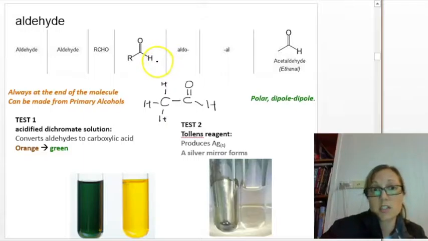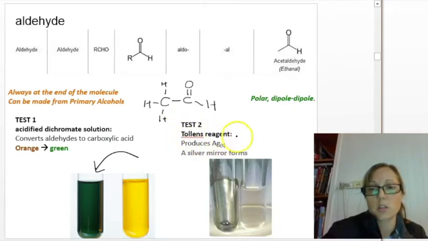So we can test if we have an aldehyde in two ways. The first test we can do is the acidified dichromate test. Because of this hydrogen or the terminal hydrogen, if we have an aldehyde, we can get a positive test, so from the orange to the green. We can also test it with Tollens reagent, and Tollens reagent will form a silver mirror on the inside of our test tube, and that will indicate the presence of an aldehyde.